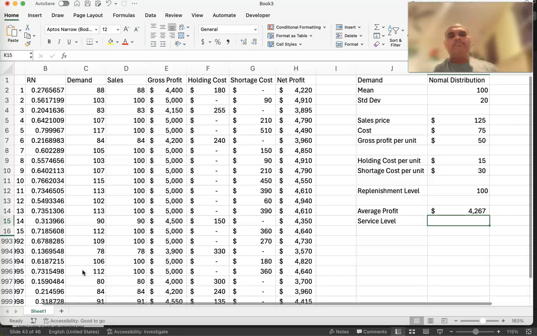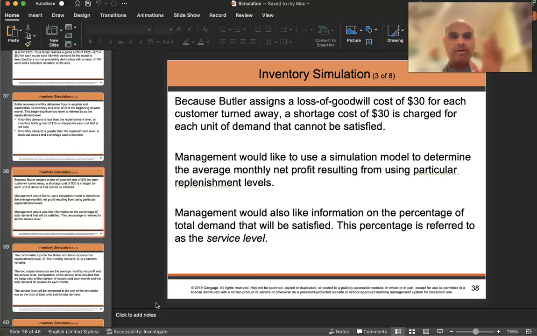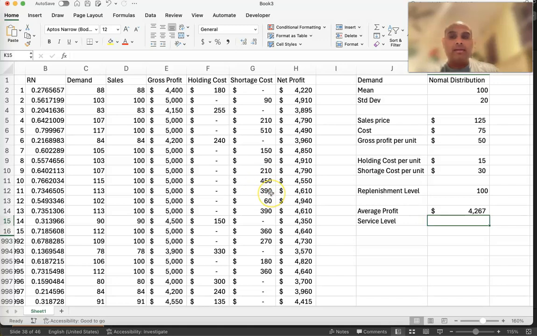Okay, I'm sorry. What I defined before as the service level is actually the fill rate. We're not looking at the fill rate here. So service level is the percentage of total demand that is actually satisfied, right? What percent of the total demand actually got satisfied, that is the service level. So how would I calculate that?